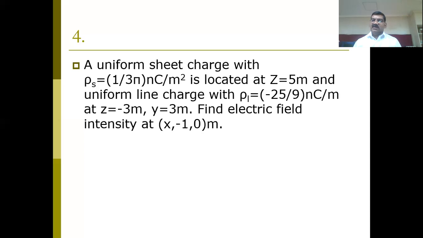And for rho l, for the line charge, the unit vector will be, you are saying the vector or unit vector? A unit vector. Okay, for the rho l, the unit vector will be -4 ay. Sorry, sir, it's the vector for the line charge. It's the vector for the line. So the vector is -4 ay plus 3 az.